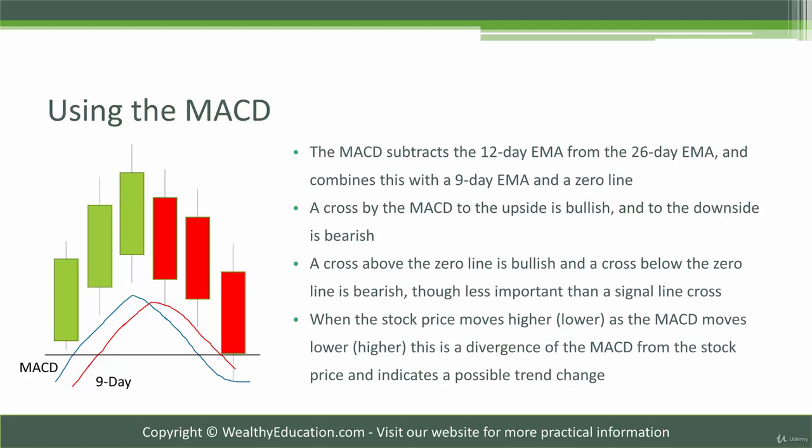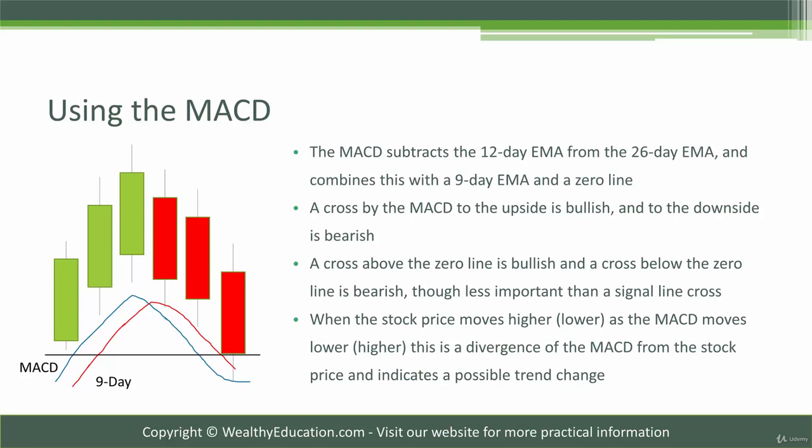When the stock price moves higher as the MACD moves lower, we have a divergence, and this is a negative divergence. When the stock price is moving lower and the MACD is moving higher, then we have a positive divergence.